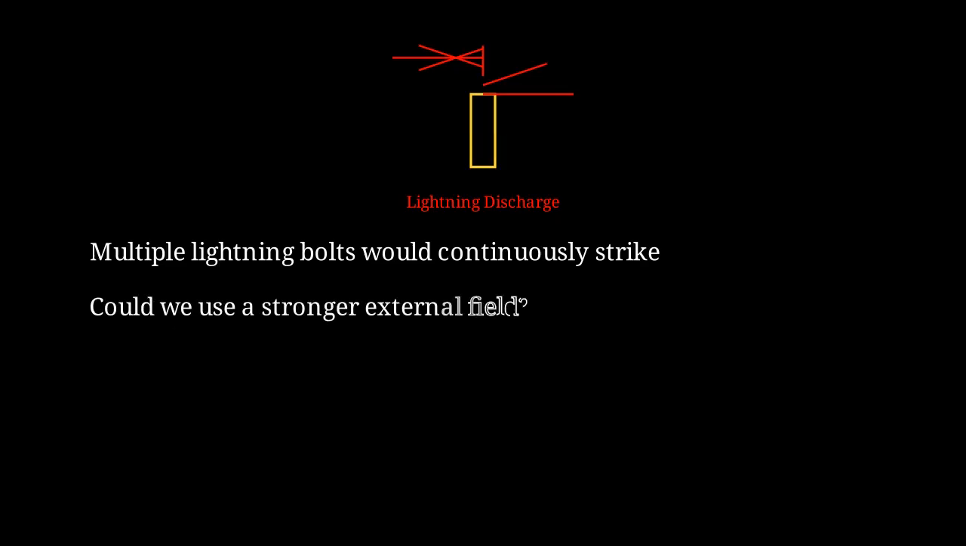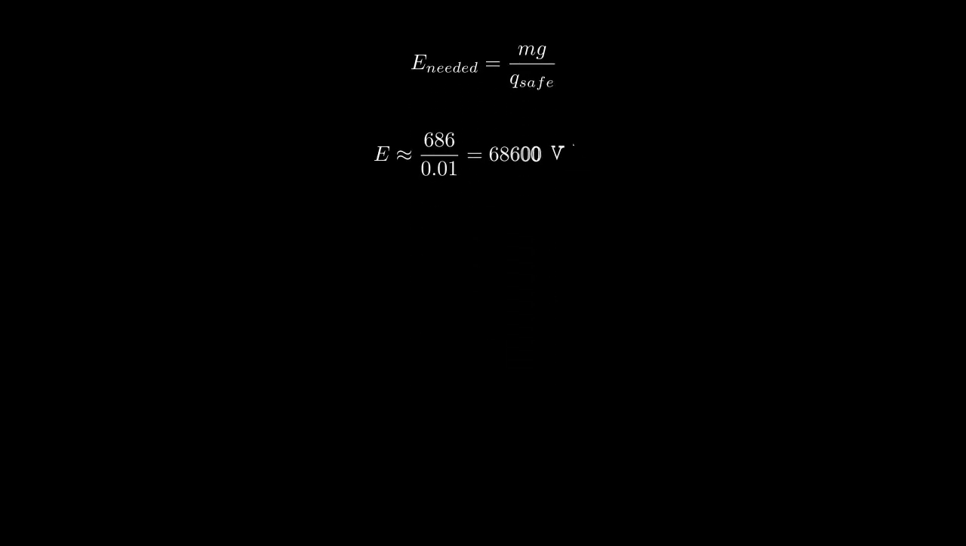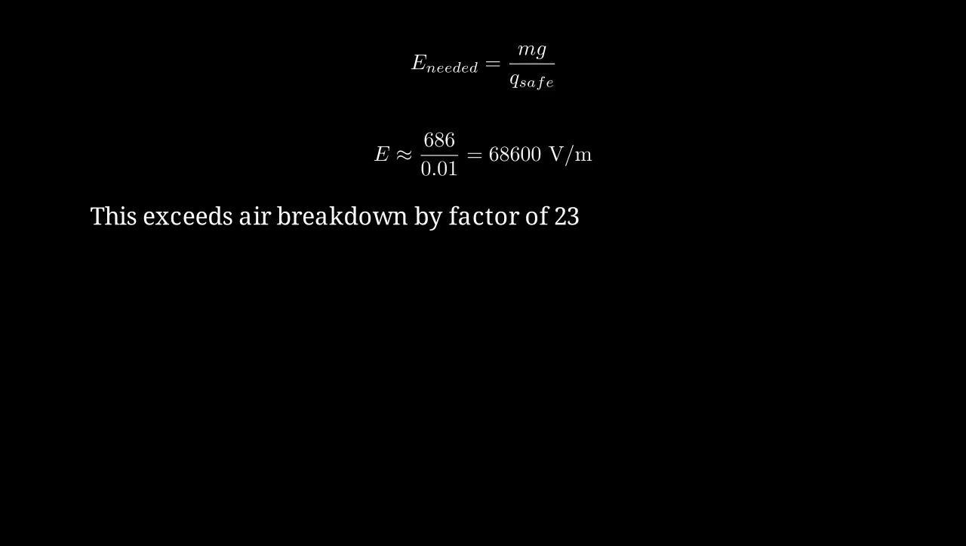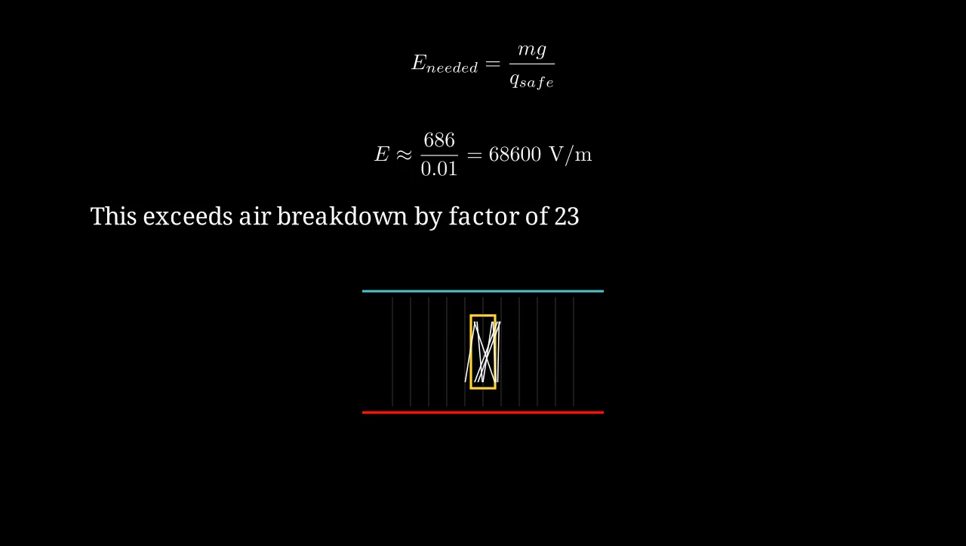Perhaps we could use a much stronger external electric field instead of Earth's weak field. The required field is weight over safe charge. If we limit charge to, say, 0.01 coulombs, we would need an electric field of 600 volts per meter. This still exceeds air breakdown voltage by a factor of 23, causing continuous arcing and corona discharge. Even in a vacuum chamber with electrode plates, the energy requirements and safety issues remain prohibitive.